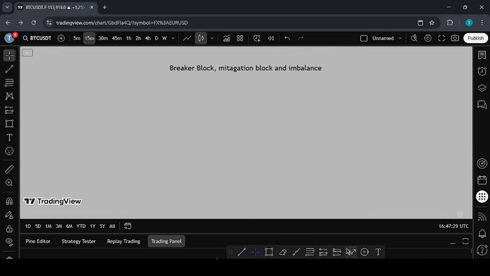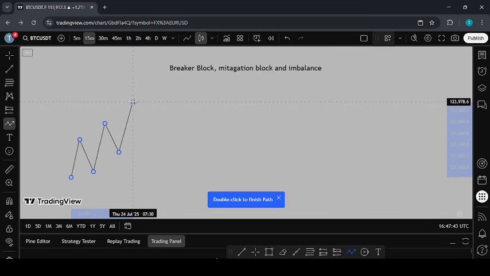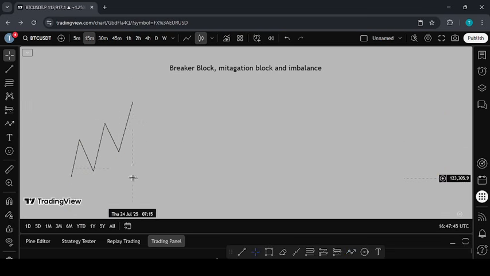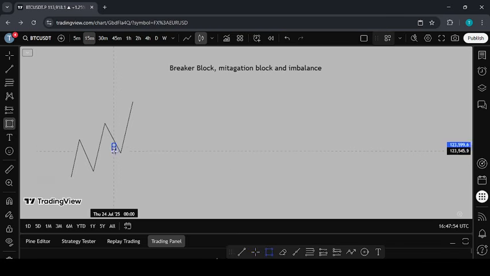Okay, so a breaker block just means an order block that has failed. For example, in a bullish scenario, market is buying, right? Let's do it like this. When market creates a break of structure like this, your demand zone close to this break of structure is this. So for this structure, this is your order block.